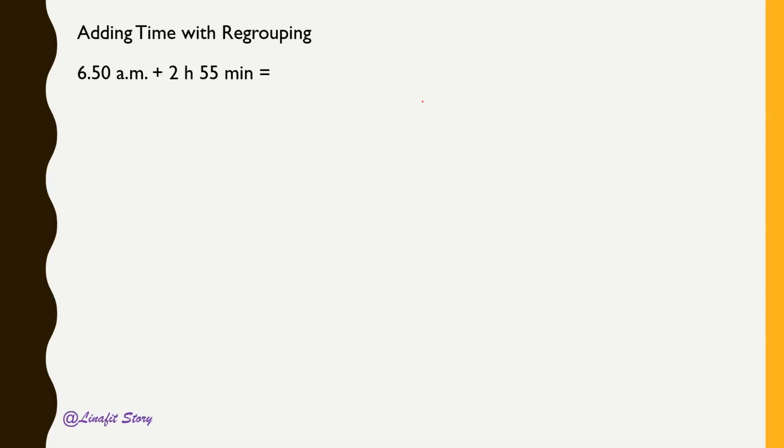Adding time with regrouping. 6:50 a.m. plus 2 hours and 55 minutes. We start by adding the minutes. 50 minutes plus 55 minutes equals 105 minutes. 6 hours plus 2 hours equals 8 hours.